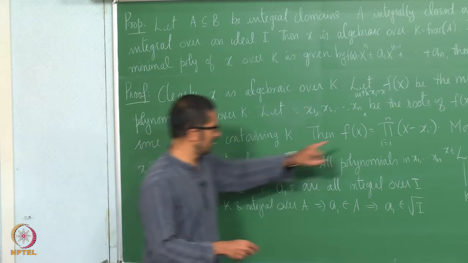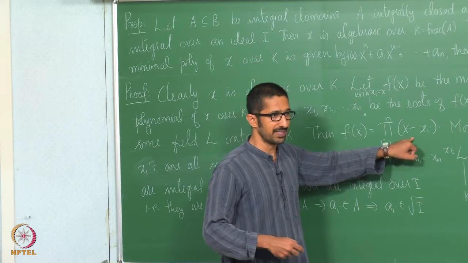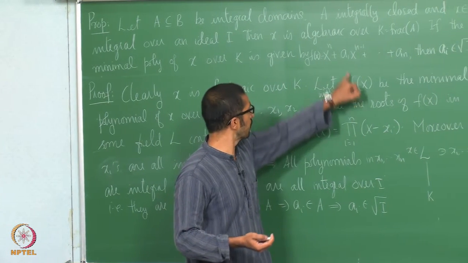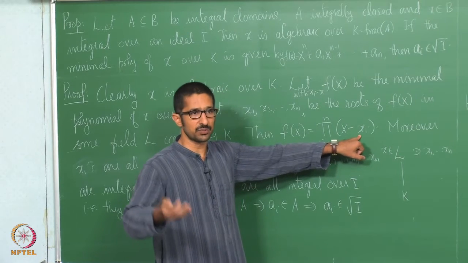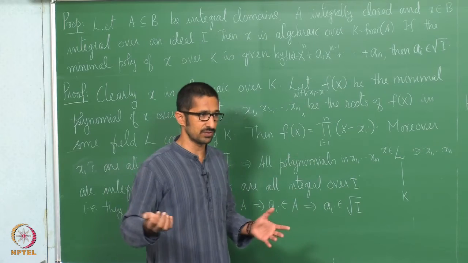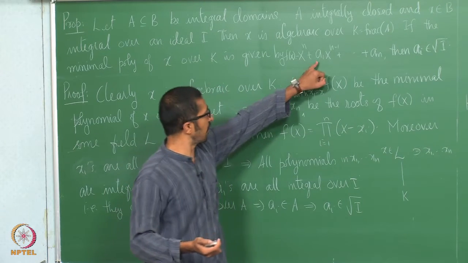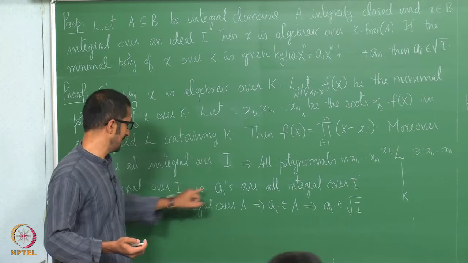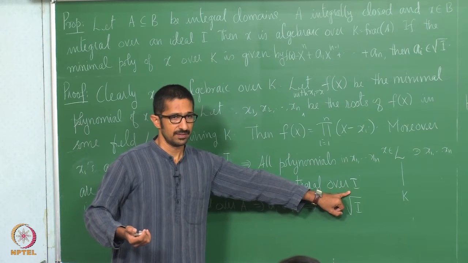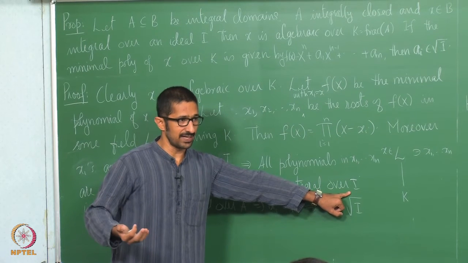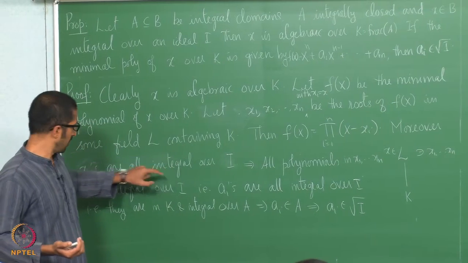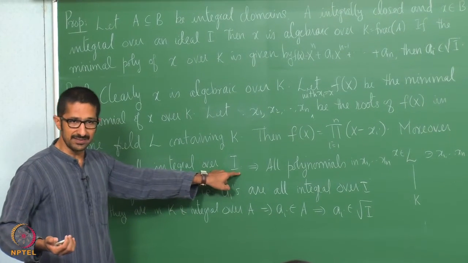Now, look at what the coefficients are. They are all symmetric polynomials in x1 up to xn, right. A1 is x1 plus x2 up to xn, A2 is x1 x2, x1 x3, summation over all those. So, therefore, all the ai's are integral over I, since all the xi's are integral over I.